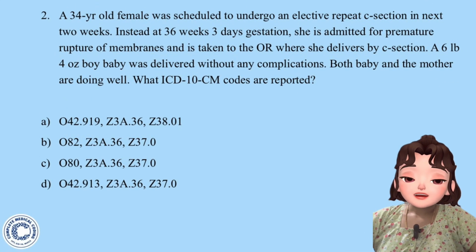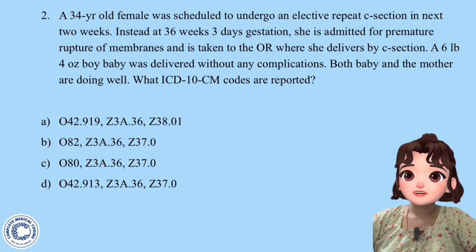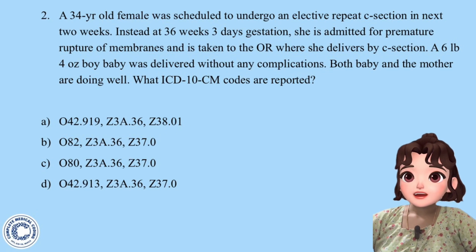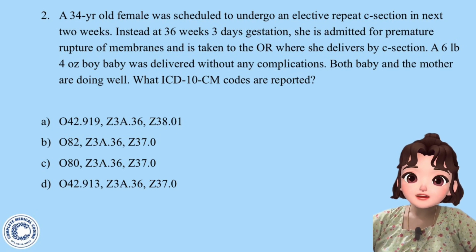Now let's move to the second question. A 34-year-old female was scheduled to undergo an elective repeat C-section in the next 2 weeks. Instead, at 36 weeks, 3 days gestation, she is admitted for premature rupture of membranes and is taken to the operating room where she delivers by C-section. A 6 lb 4 ounce baby boy was delivered without any complications. Both baby and the mother are doing well. What ICD-10-CM codes are reported?